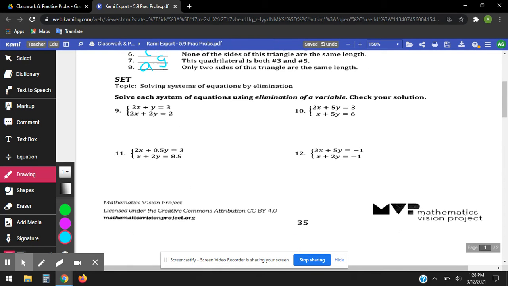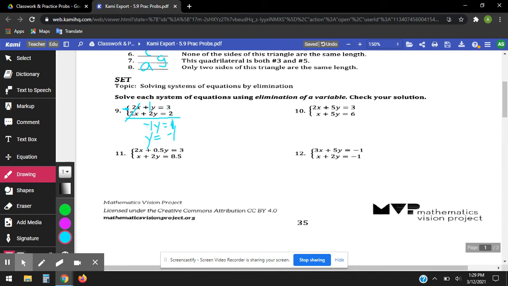Solve each system of equations using elimination of a variable. So you have to use elimination on these. Let's start with this first one. I have two x's there and two x's here, so I'm just going to go ahead and subtract these. 2x minus 2x is nothing. 1y minus 2y is negative 1y. 3 minus 2 is 1. So y would then equal negative 1.